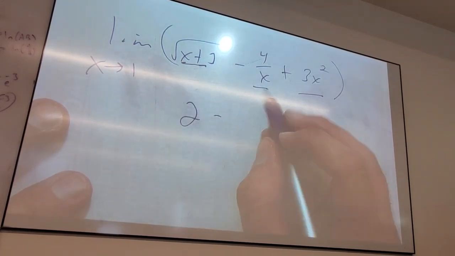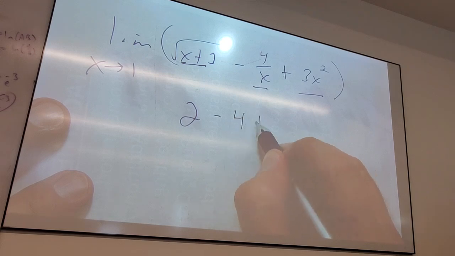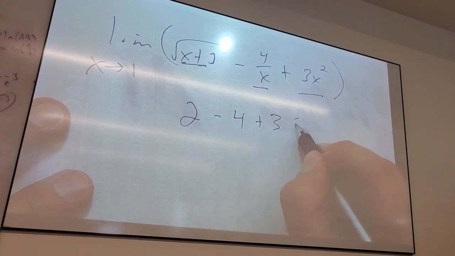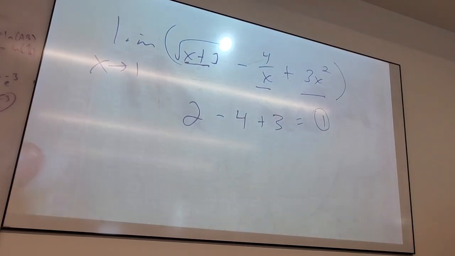1, 2. So it'll be 2 minus 4. 4 plus 3, which is 1. Yay. So there's a very silly set of rules.